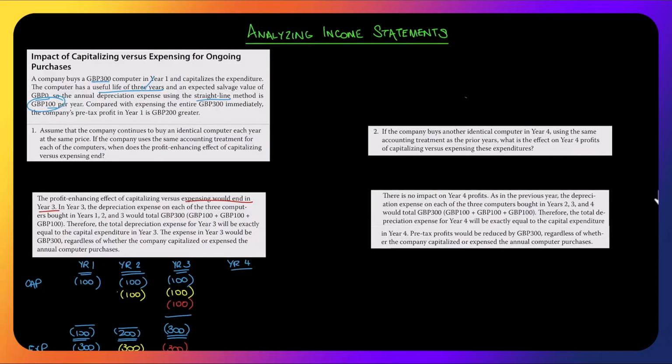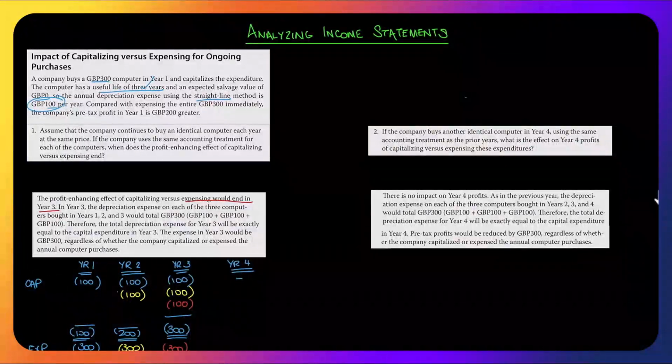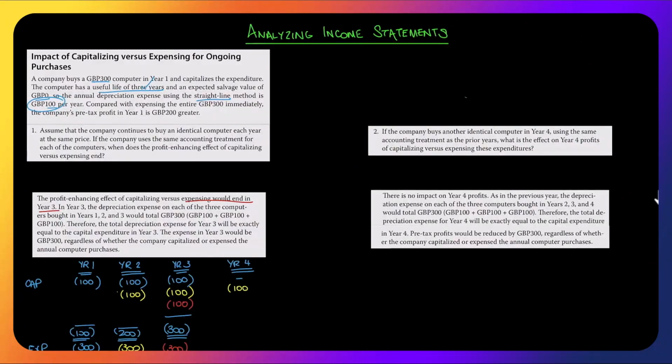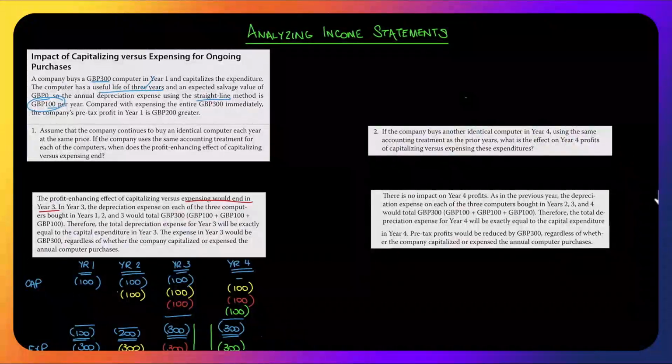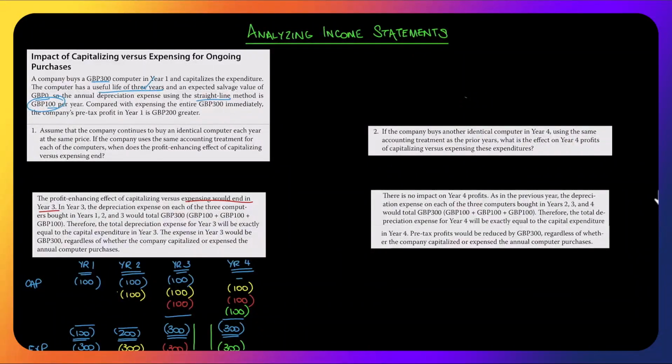In year 4, well, we've fully depreciated the first computer. That's gone. Second one still gets charged $100. Third one gets charged $100. And we buy another one. Remember, we keep buying them. So that's going to be $300 again. And if we expensed, we'd write off that entire $300. So year 3 and year 4 onwards, no enhancing effect.